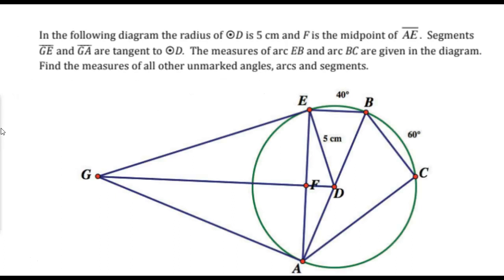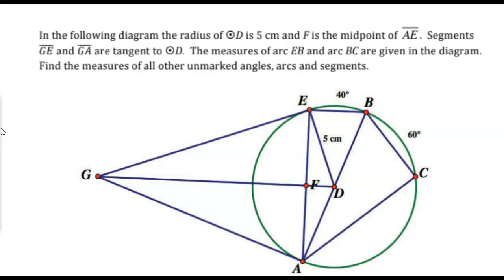In the following diagram, the radius of D is 5 centimeters, and F is the midpoint of AE. Segments GE and GA are tangent to circle D. The measures of arc EB and arc BC are given on the diagram. Find the measures of all other unmarked angles, arcs, and segments.